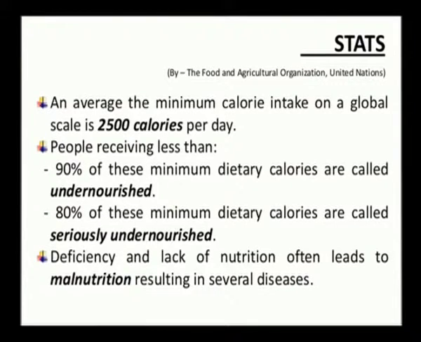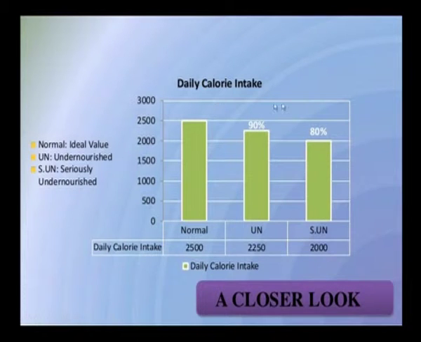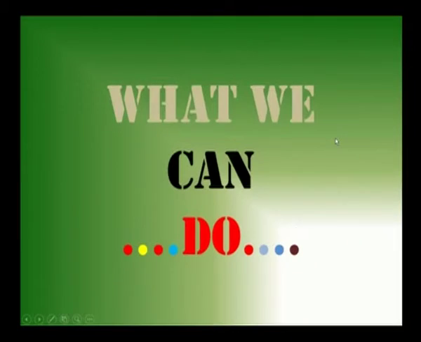Malnutrition. If you look at it as an average, the minimum calorie intake on a global scale is 2,500 calories per day. People receiving less than 90% of the minimum dietary calories are called undernourished. 80% is seriously undernourished, and deficiency and lack of nutrition often leads to malnutrition, resulting in several diseases. If you look at the calorie intake here, the normal ideal value is 2,500, and then you have the undernourished, and this is the daily calorie intake. You can see the basic population which actually gets full nourishment is just 10%. 80% basically are seriously undernourished.